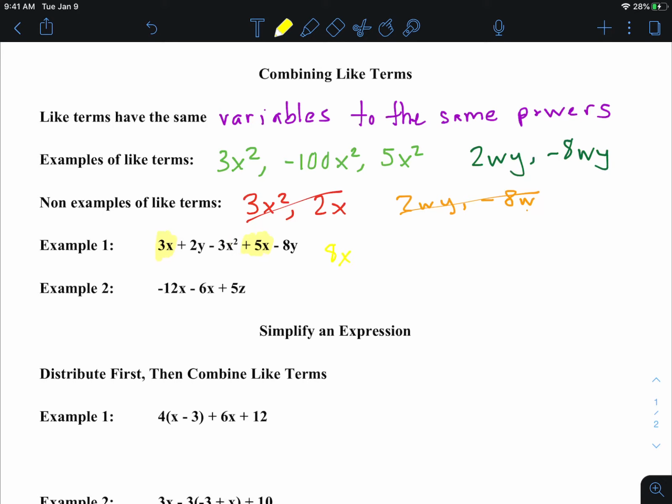8x. So think about the coefficients, the number in front of the variables, telling you how many of those things you have. This means I have 3 x's and 5 x's for a total of 8 x's.